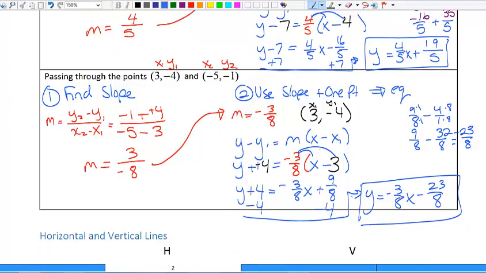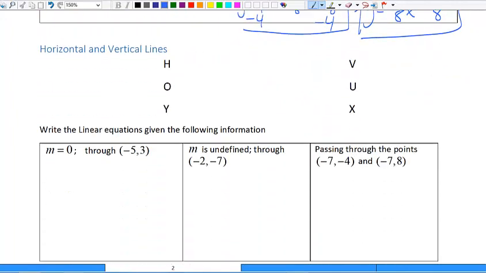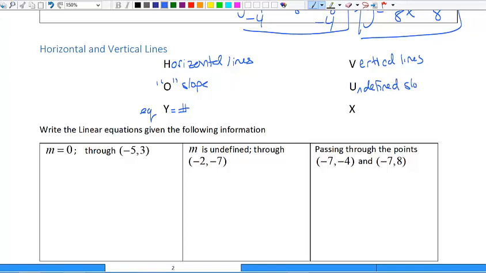Excellent. So let's move on to horizontal and vertical lines. Now, just as a reminder, we have our HOY VUX, which says horizontal lines have a 0 slope, and their equations look like y equals some number. Vertical lines have an undefined slope, and their equations look like x equals some number.